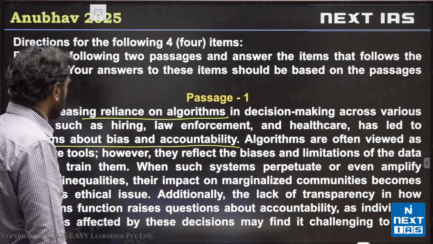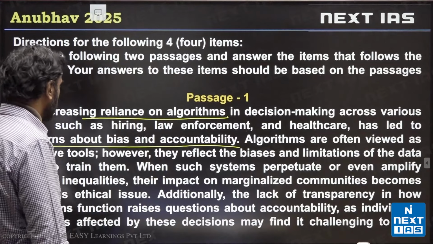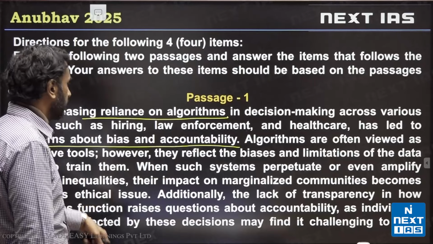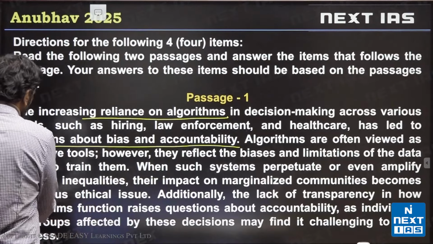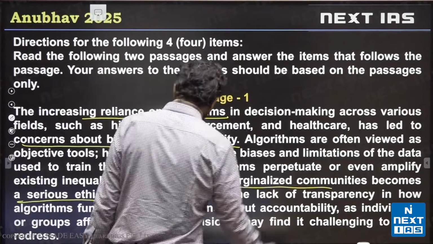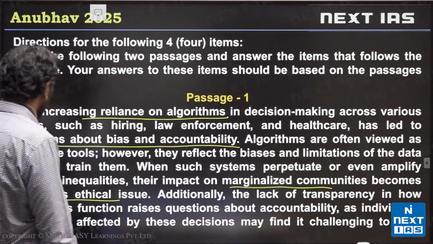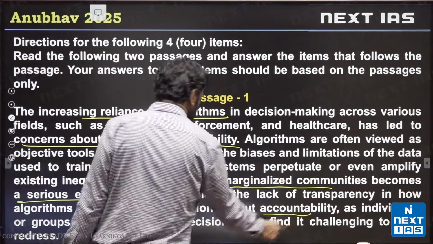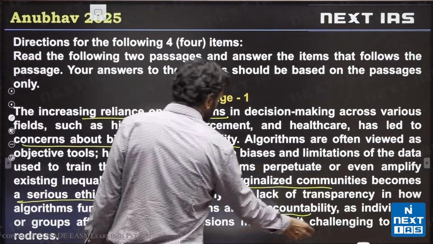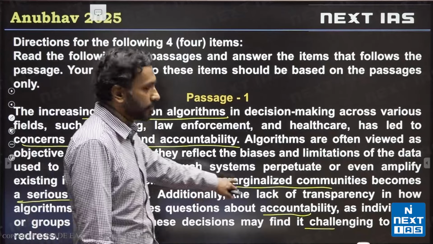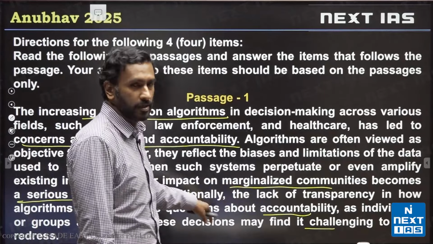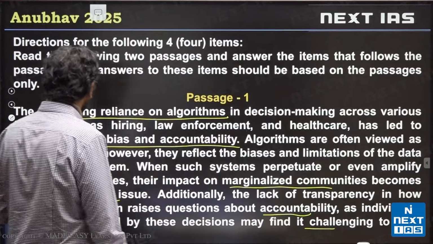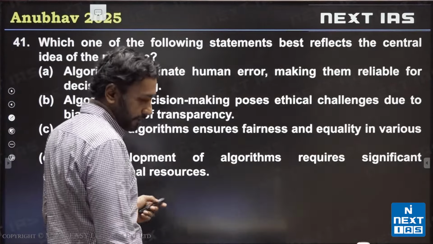Algorithms are often viewed as objective tools. They reflect biases of the data. This is told to us before also. When such systems perpetuate or amplify, it becomes a serious ethical issue for marginalized communities. Additionally, the lack of transparency in how algorithms function raises questions about accountability. Individuals and groups affected by these decisions find it challenging to seek redress. So algorithms are a problem for marginalized communities, and they could become a serious ethical issue if there is no accountability, and it's challenging for people to seek redressal. All right.